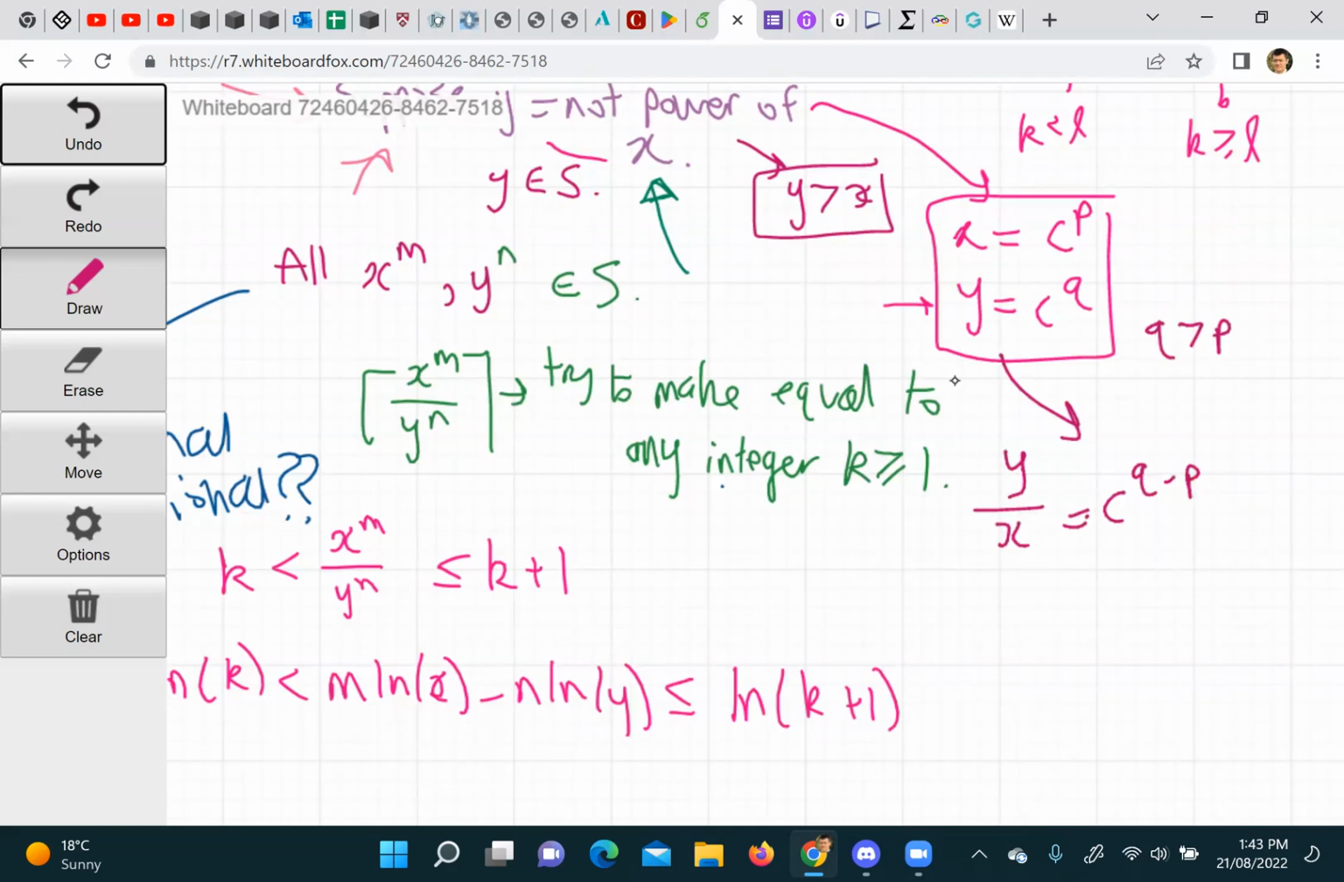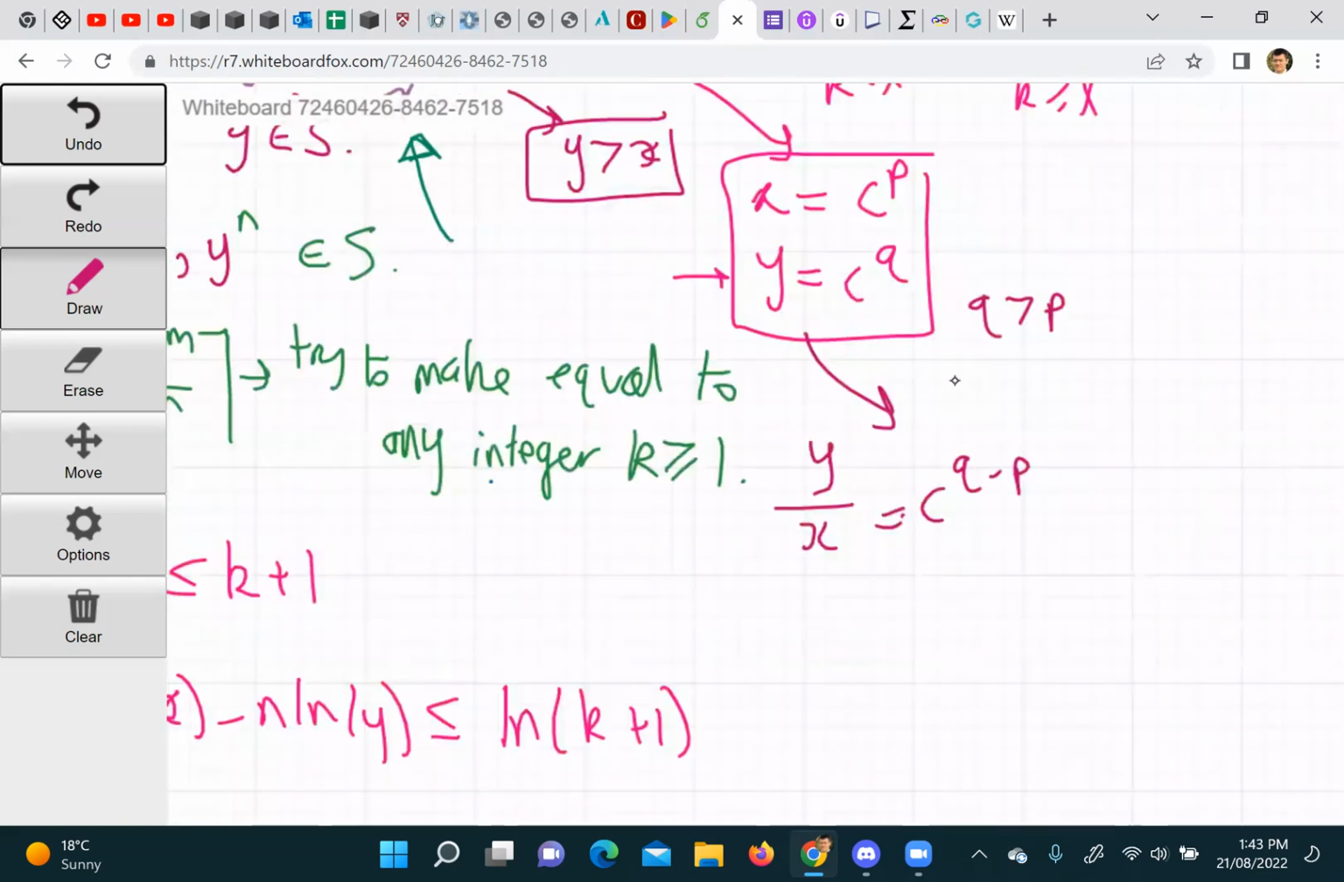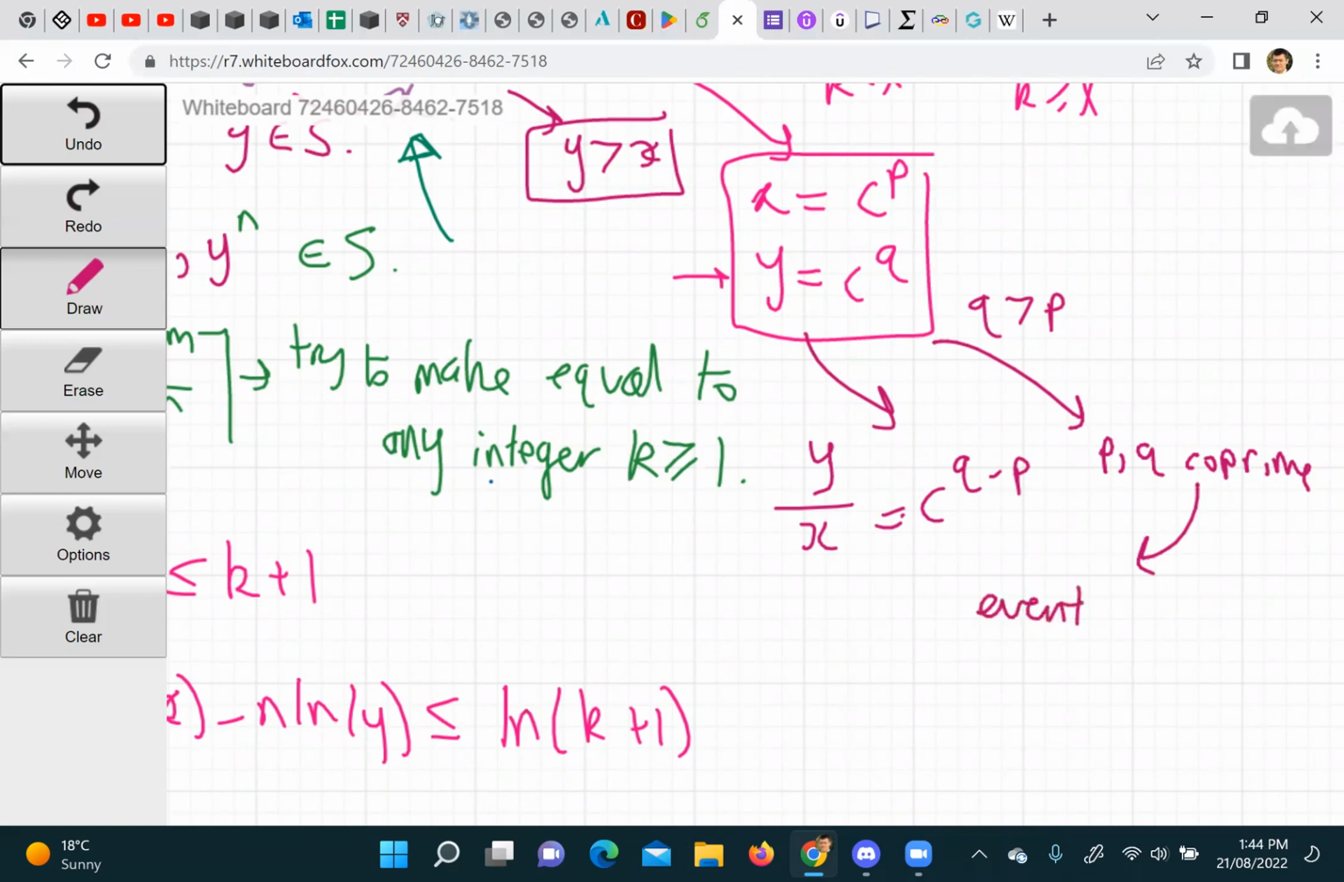Oh, you get c. Yeah, because p and q are integers. The c to the p is an integer. But c is not in S. You don't know c is in S. You can get c's in there, but is that what you're trying to show?